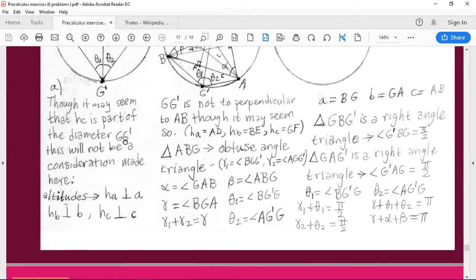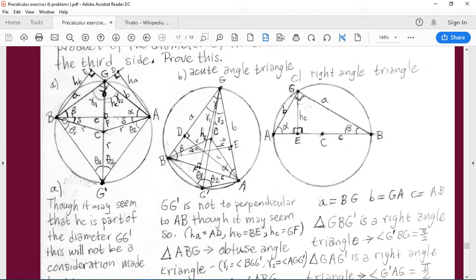Okay, now looking at triangle BAC, we have that beta plus theta 1 plus this delta, that is angle ABC, equals pi halves, and we also have that alpha plus this delta plus theta 2 is also equal to pi halves. Remember, this is theta 1, this theta 2, this is delta, and this is delta.